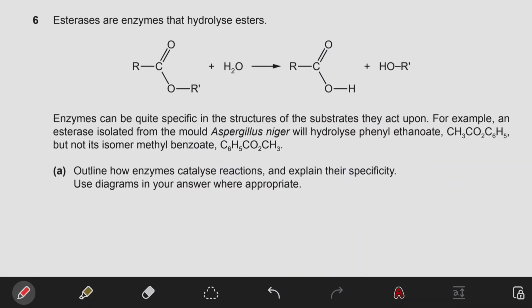Esterases are enzymes that hydrolyze esters. Enzymes can be quite specific in the structures of the substrates they act upon. For example, an esterase isolated from the mold will hydrolyze phenylethanoate but not its isomer methylbenzoate. Outline how enzymes catalyze reactions and explain their specificity. Use diagrams in your answers where appropriate.